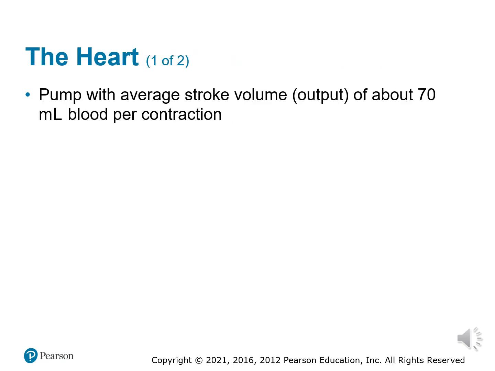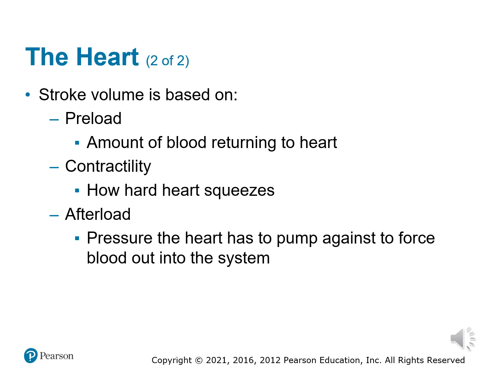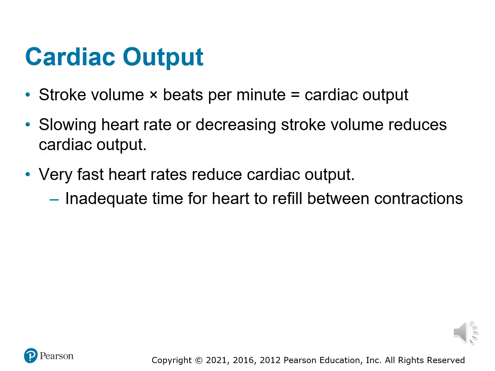Next, we'll talk about the heart, which is the pump, with an average stroke volume, or output, of about 70 mL of blood per contraction. The stroke volume is based on preload, which is the amount of blood returning to the heart. Contractility is how hard the heart actually squeezes. And then afterload is the pressure that the heart has to pump against to force the blood out and into the system.